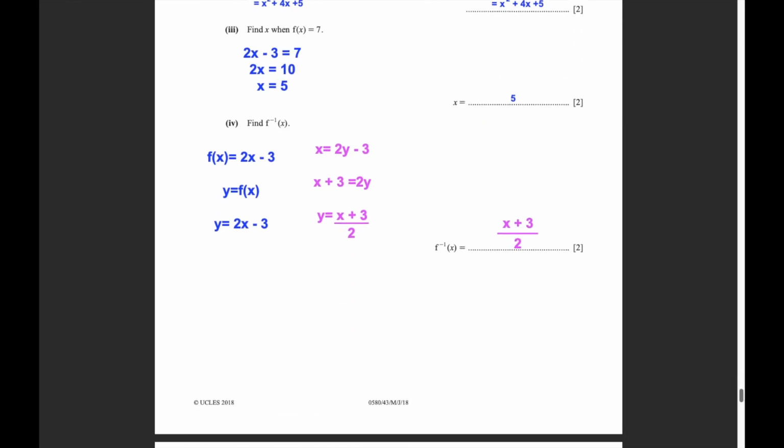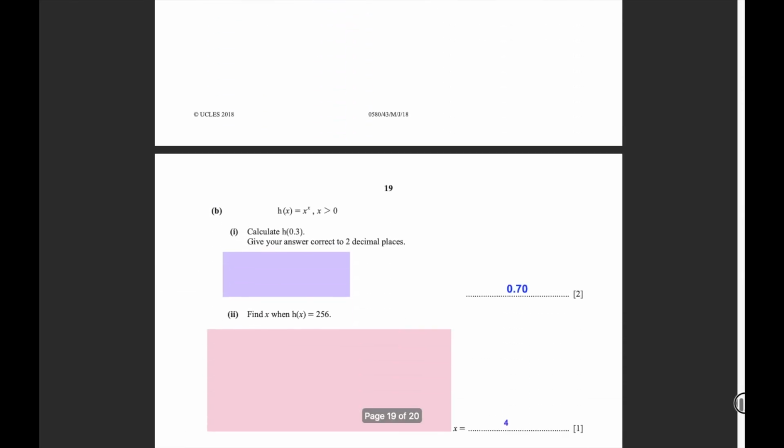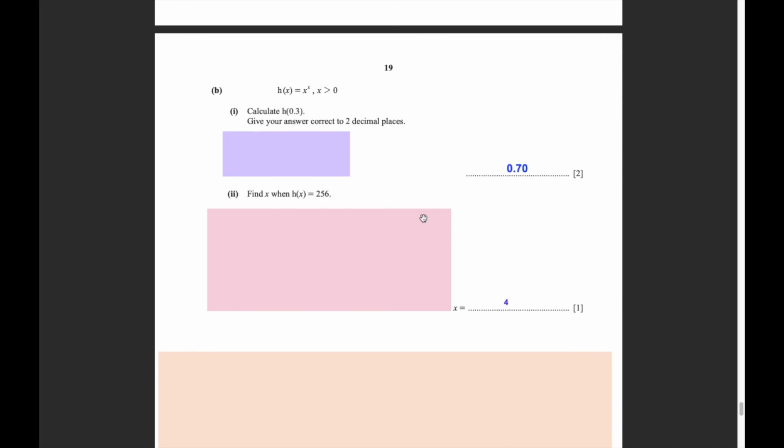Okay? So the last part of this paper, and we're finally free, we're going to calculate h, and then the value of x would be 0.3 in this case. So give your answer to 2 decimal places, so be sure to do that at the end. Okay? So what we're going to do is place that in our calculators. So 0.3 to the power of 0.3 is 0.697 and a whole bunch of numbers, right?